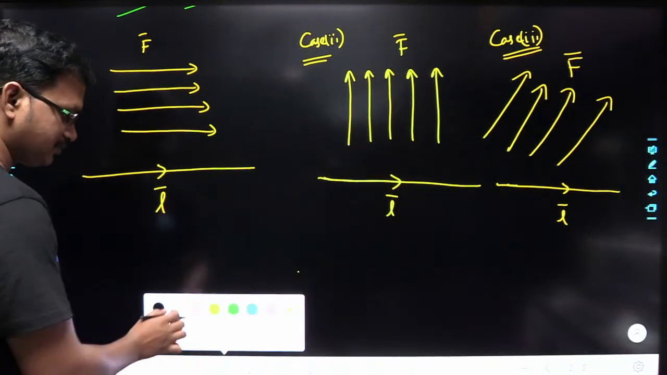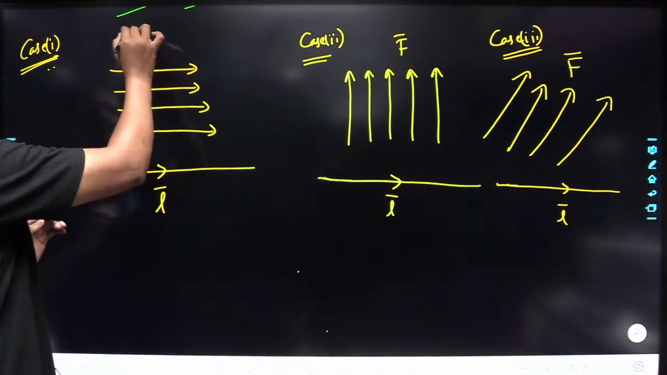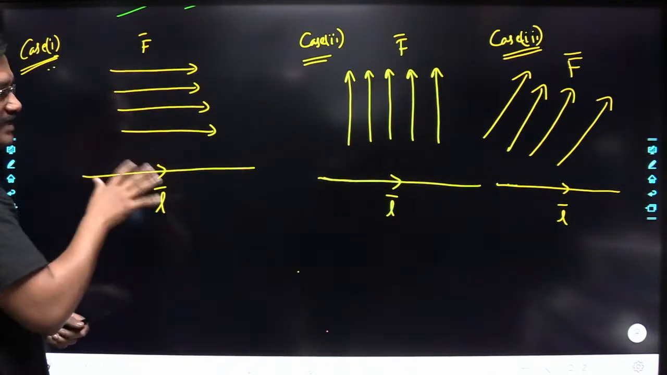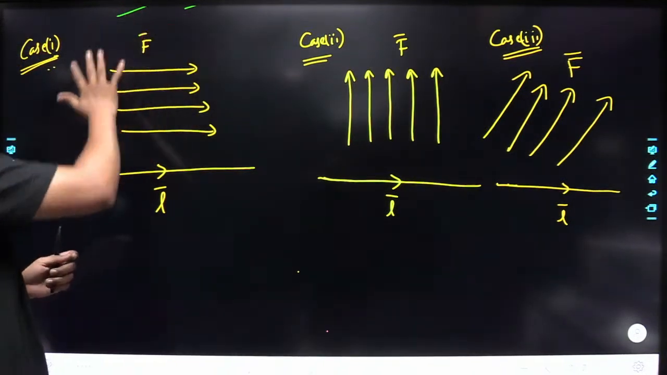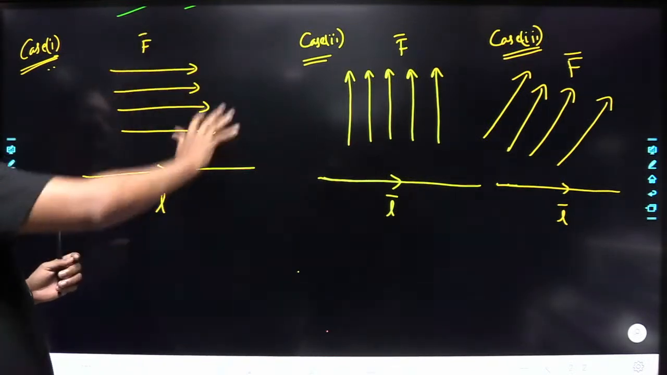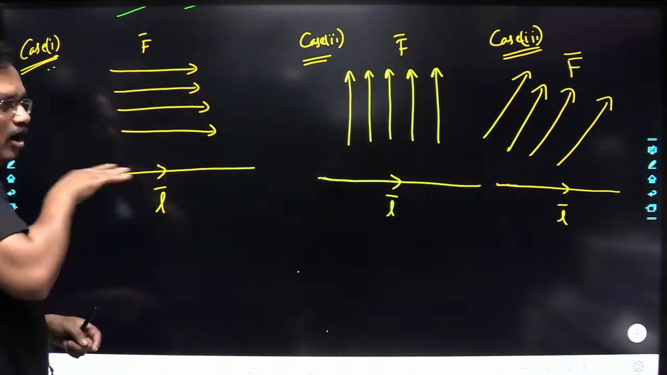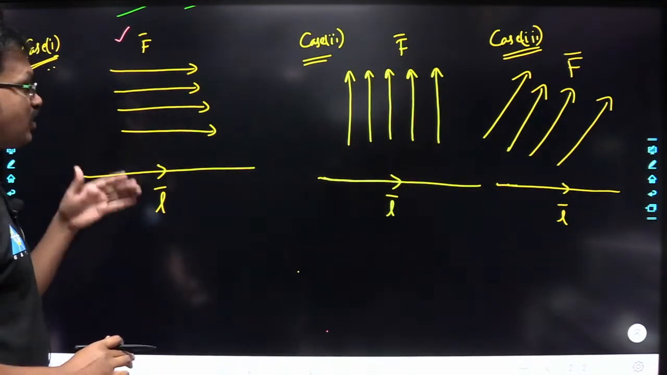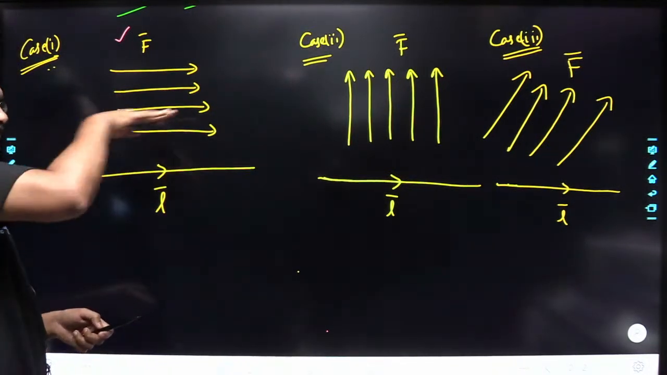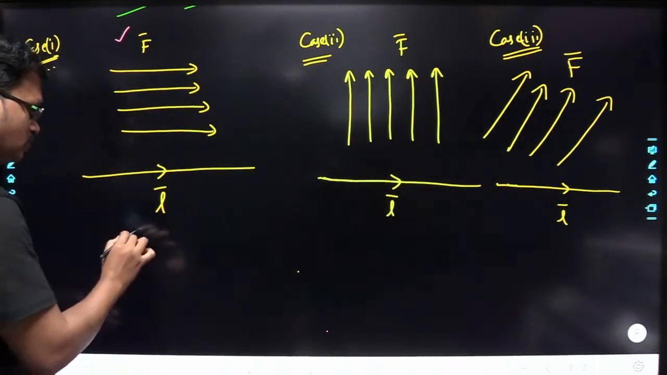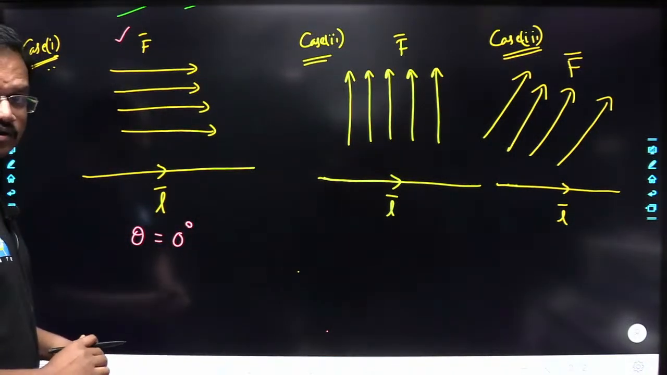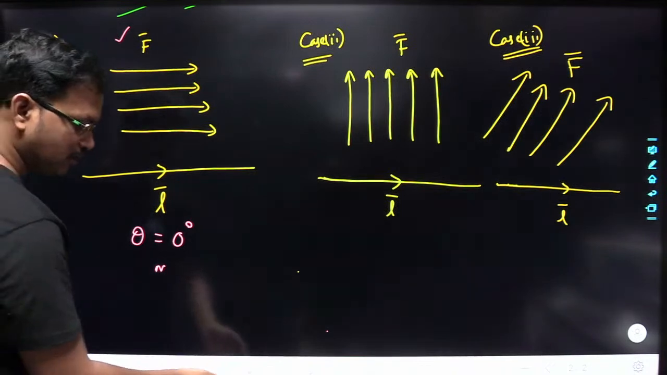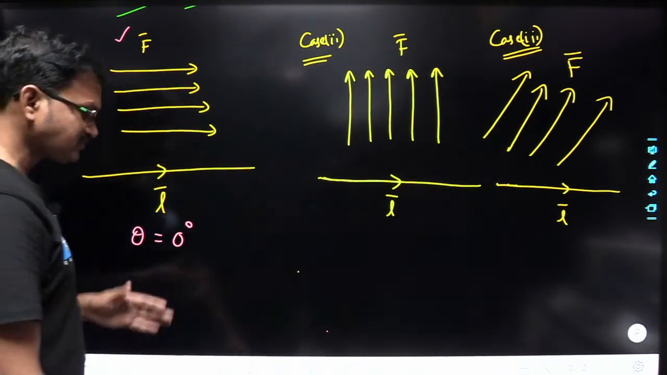Now tell me, if I ask you how much of this given vector field is aligned along this given line? If you observe, the total field is aligned along this given line or not? Yes or no? In this case, the angle between F bar and L bar is 0 degrees. The direction of the vector field and the direction of the length are both pointing in the same direction. So the total field is aligned along the given line when theta equals 0 degrees.